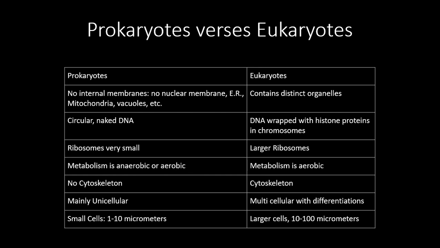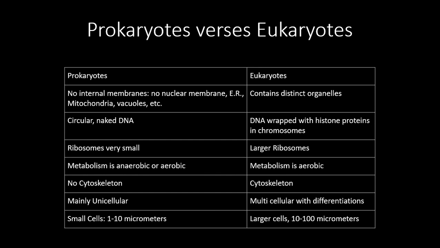So let's look at the difference between prokaryotes and eukaryotes. Some general differences are that prokaryotes don't have any internal membranes. They don't have a nuclear membrane, endoplasmic reticulum, mitochondria, or vacuoles. They have circular, naked DNA, which means it's not bundled or wrapped in any histones or chromosomes. The ribosomes are very small. Metabolism is anaerobic or aerobic. They have no cytoskeleton, and they're mainly unicellular. They're very small cells, 1 to 10 micrometers in length.